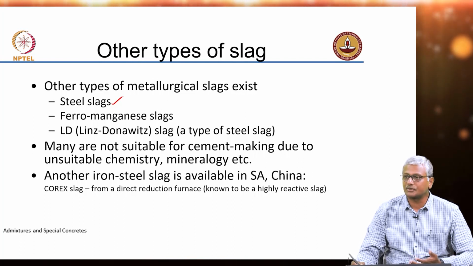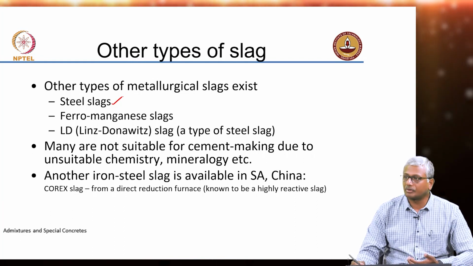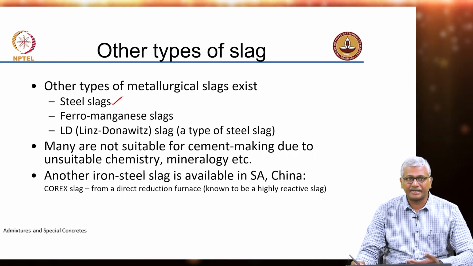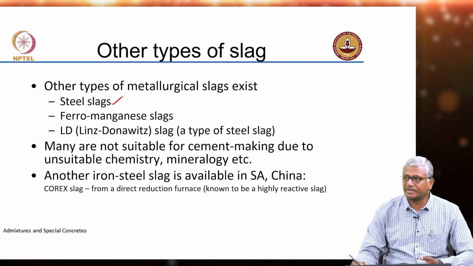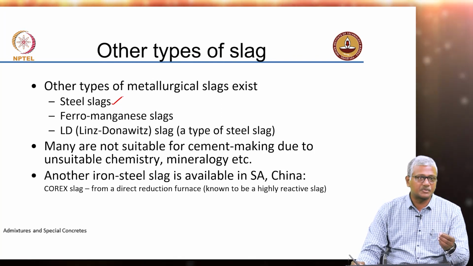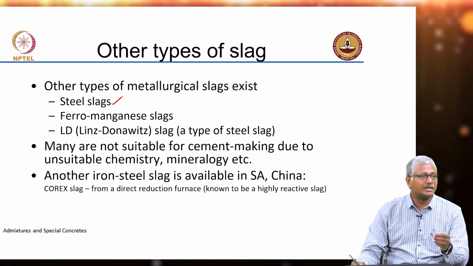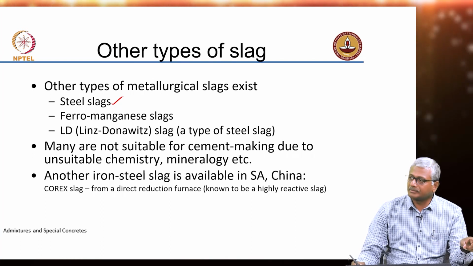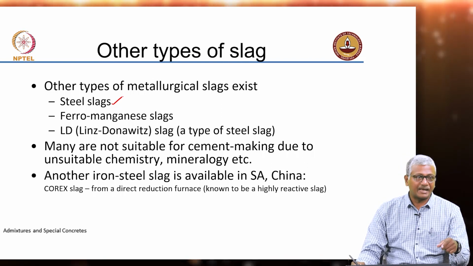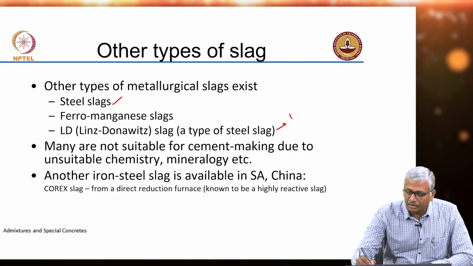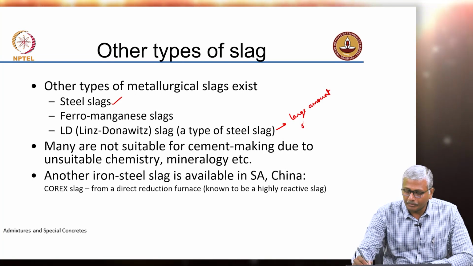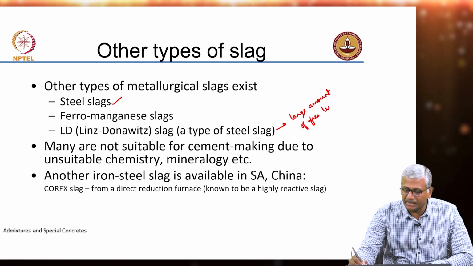There are also other slags called ferromanganese slags from other industries, and Linz-Donowitz process slag, LD slag, which is also a type of steel slag, which is posing a large problem for many of the steel companies, because this is not a material that can be used either as cement replacement, because it is not reactive, nor it can be used as an aggregate, because it's got large amount of free lime. What is free lime?